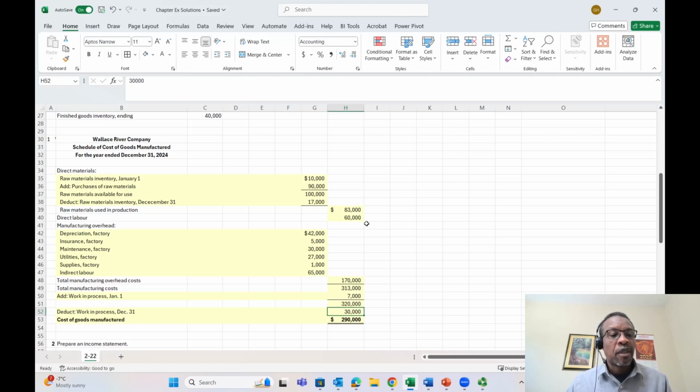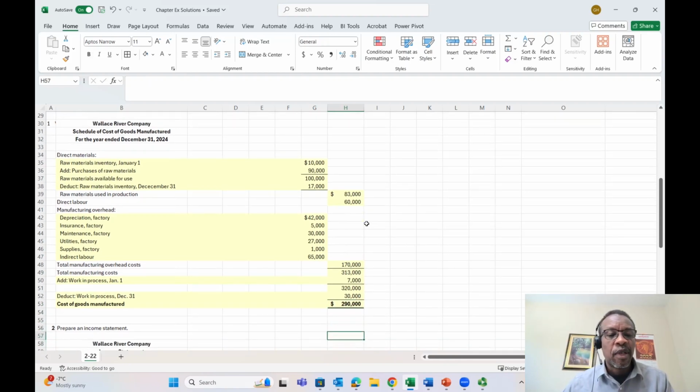From that, we're going to deduct the ending work in process. So those are the goods that we're working on at the end of the period. On December 31st, what's the goods that were partially converted, right? These are the ending work in process. And so we find that our cost of goods manufactured would be $290,000. So $290,000 of goods were manufactured, and this is what we're going to now transfer to our finished goods. All right? So that's the first step to prepare our cost of goods manufactured.